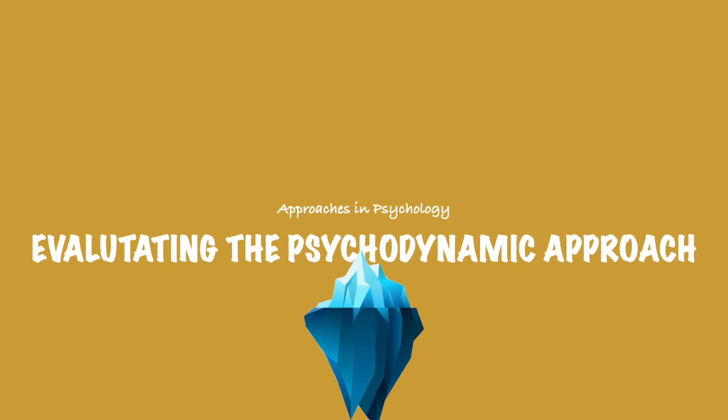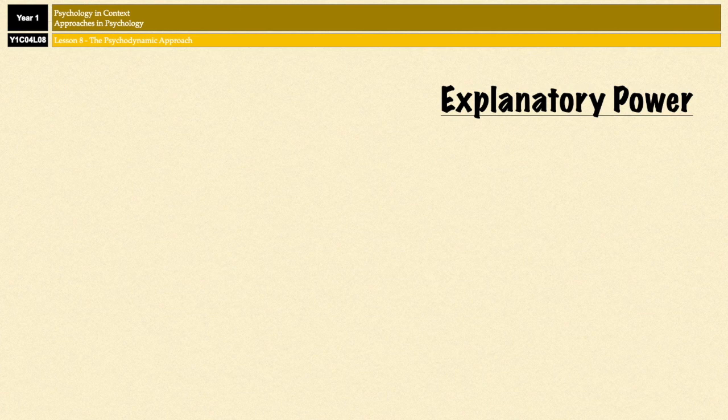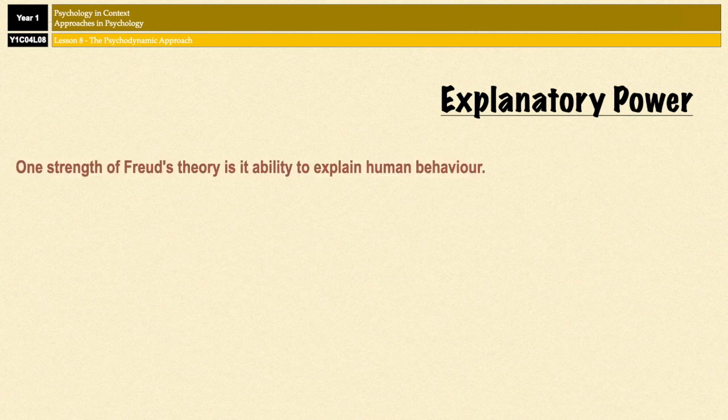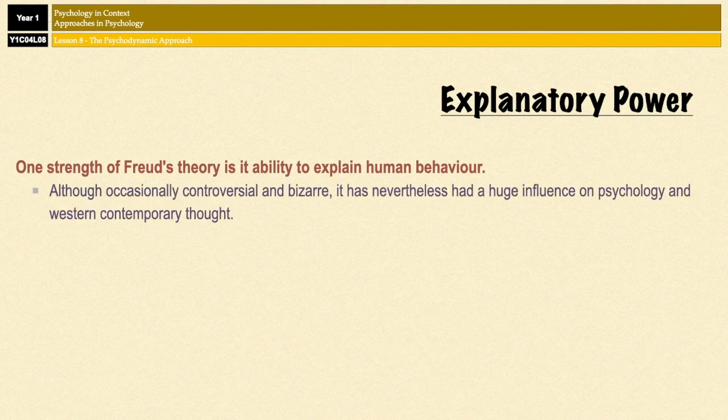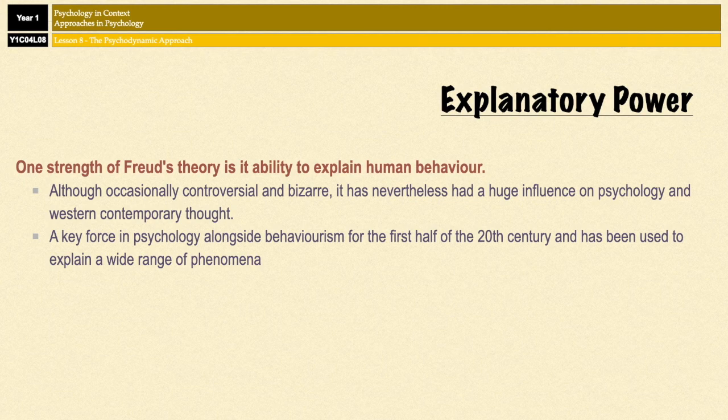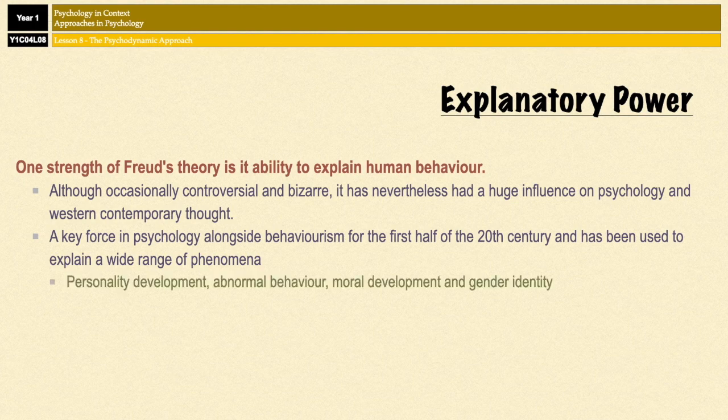So let's get started. We'll start with the strength of the psychodynamic approach, and that is that it has a great ability to explain human behaviour. Now, although the psychodynamic approach is generally considered fairly controversial and bizarre at times, it has had a huge influence on Western psychology and Western contemporary thought. And it was a key force in psychology for the first half of the 20th century alongside behaviorism. It's been used to explain a wide range of disorders, conditions, phenomena, for example, personality development, abnormal behavior, moral development, gender identity. There's loads and loads of stuff that the psychodynamic approach has got involved with.